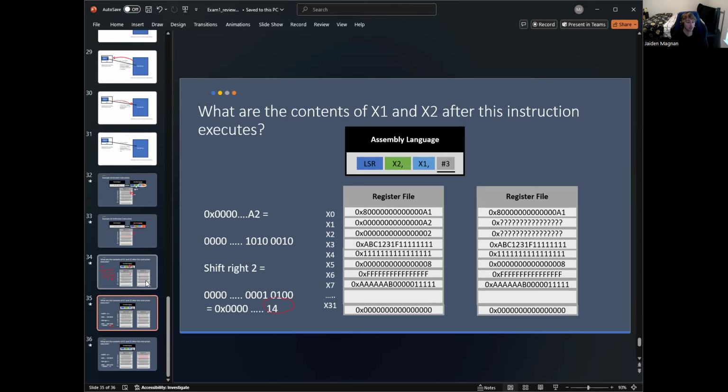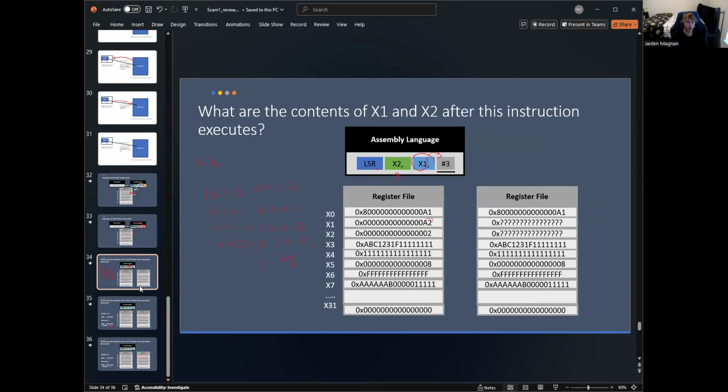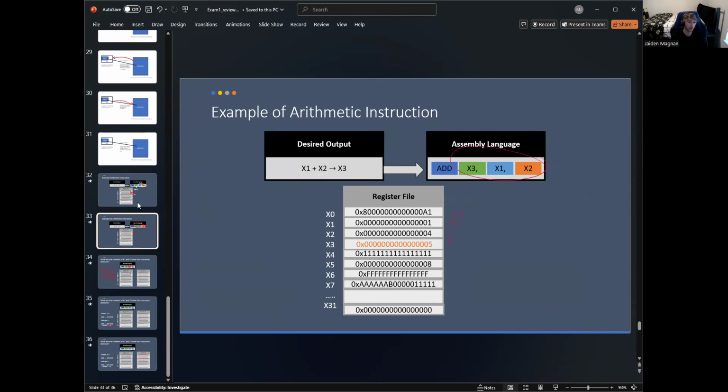Will move and LDR not be on the exam? Know how to load, and then moving is just going to be like moving one register to another. If it is on the exam, it would just be like whatever's in X2, put it in X3. And for load, it would probably show you the memory and the addresses, and then you would just take whatever is at that address and put it into the register.